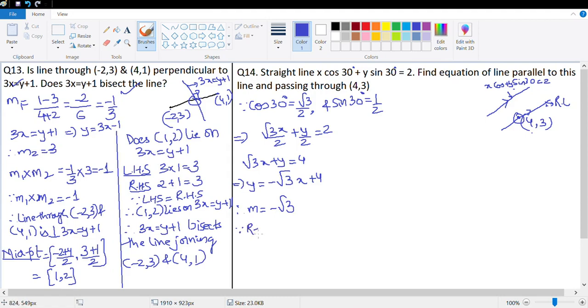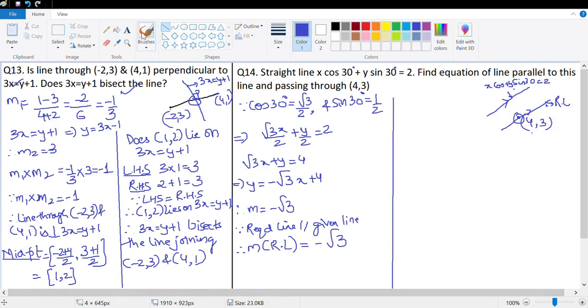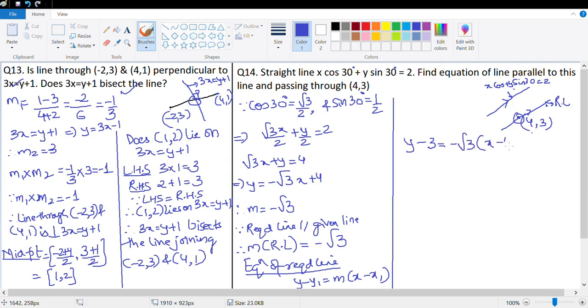Since required line is parallel to given line, therefore slope of required line will also be -√3. Yes, so I know the slope of my line which I need is -√3. All I need to do is find the equation now. So equation of required line will again be given by the formula y minus y1 is equal to m times x minus x1. So this required line passes through (4, 3), which means y minus 3 is equal to m, which is -√3, times x minus 4.